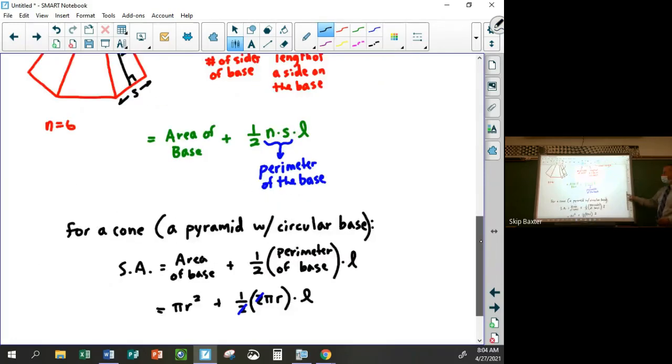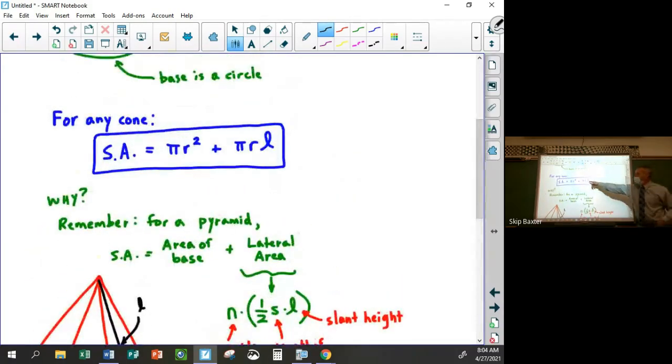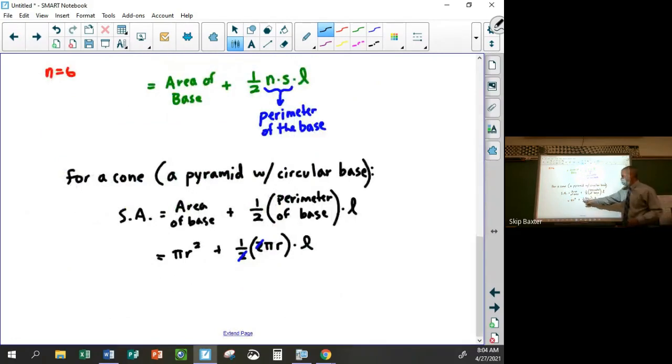And look up at the very beginning, what we started talking about, we had pi r L. And that's where this formula comes from. It's just half the circumference times L. So this ends up being pi r squared plus pi r L. Pi r squared is the area of the bottom. Pi r L is the area of the sidewalls of the cone. Okay? That's what our goal was, to get to that formula.